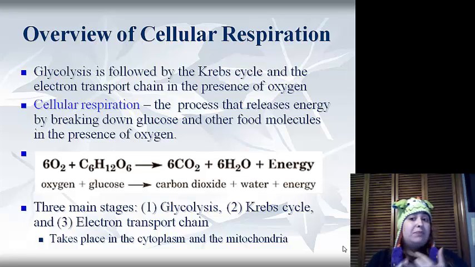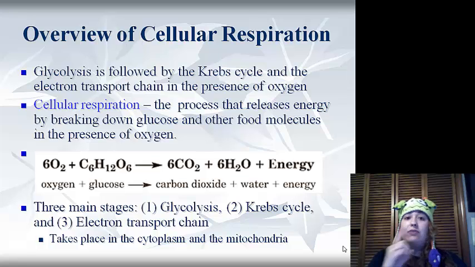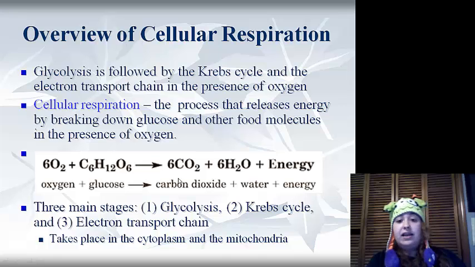Glycolysis is followed by the Krebs cycle, and then the electron transport chain in the presence of oxygen. Cellular respiration is the process of releasing energy by breaking down glucose and other food molecules in the presence of oxygen. Again, oxygen is a key piece here. It's going to be the exact opposite of photosynthesis, except we don't need light, and we have ATP added at the end. So it's going to be 6 oxygen plus glucose yields 6 carbon dioxide, 6 water, and energy, such as ATP.